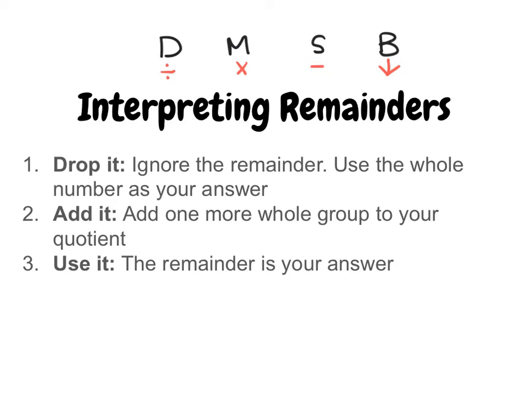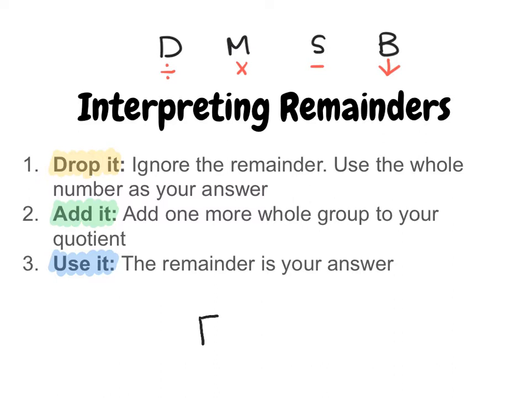All right. So when we have remainders in a word problem, there are 3 different ways that we can use them. Sometimes we have to drop them and ignore the remainder and just use the whole number from our quotient as our answer. Sometimes we have to add it, add one more whole group to our quotient. And sometimes we have to use it, which means that the remainder will be our answer. So each time we're going to have to use context clues and really think about what the question is asking us to do.